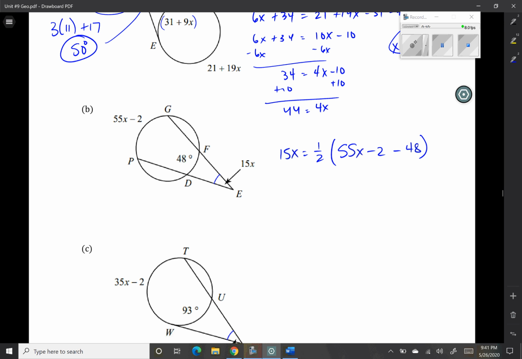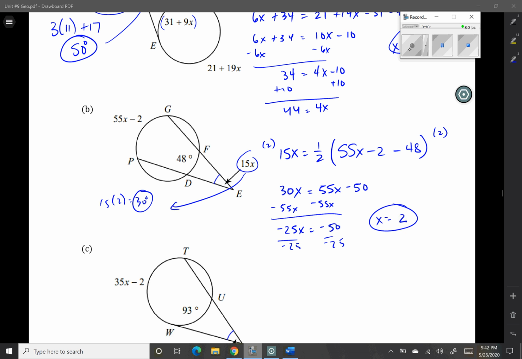I'm going to pause the video. Try and solve this algebraically yourself. All right, so let's see how we did. The first thing I did is multiplied both sides by 2. I combined like terms. I solved, and I got x equals 2. I then plugged 2 in to find angle E as 30 degrees.